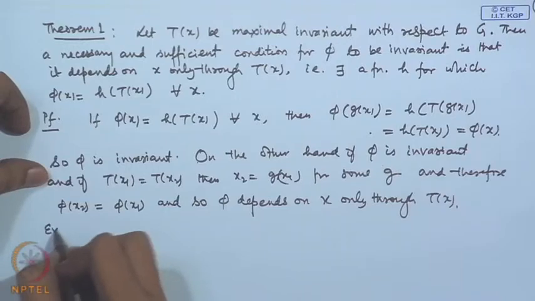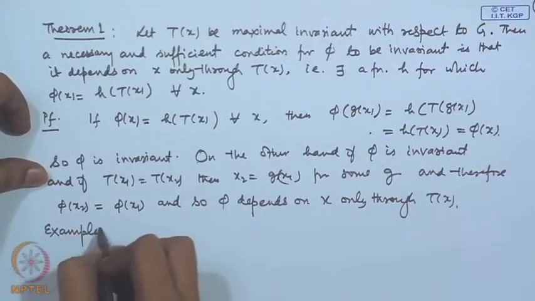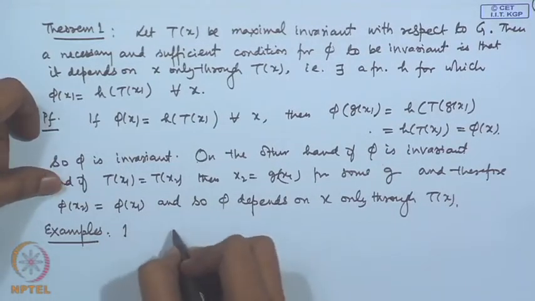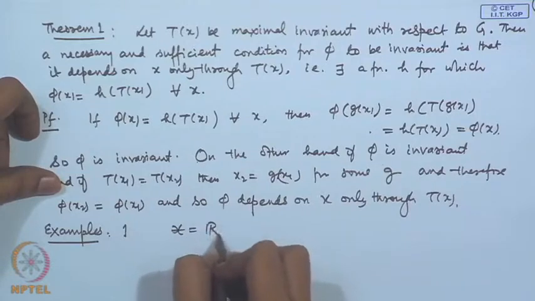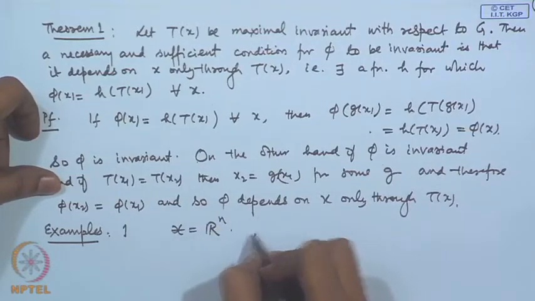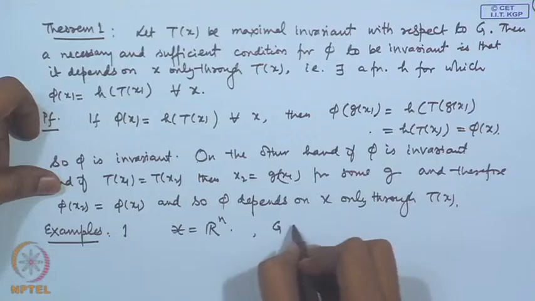Let me give an example of maximal invariance. Say X is the n-dimensional Euclidean space and G is the group of translations.